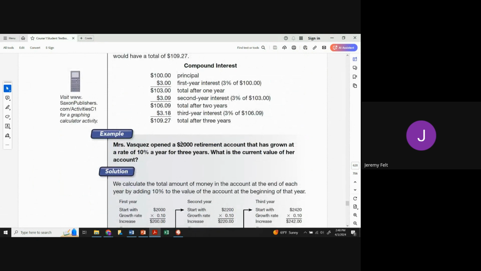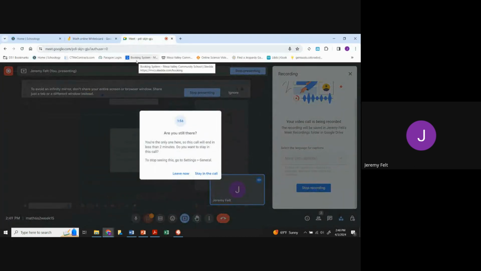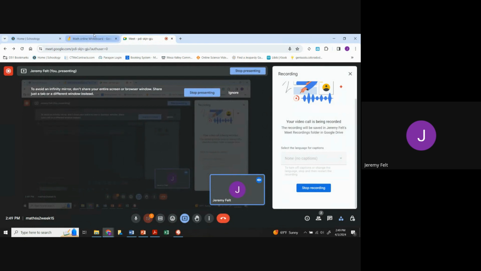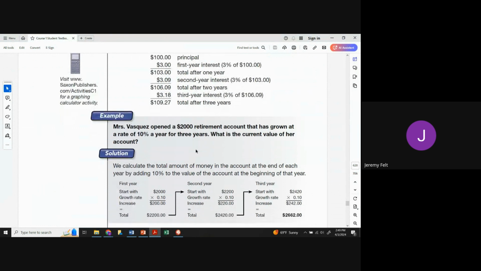So let's start here. Miss Vasquez opened a $2,000 retirement account that's grown 10% a year for 3 years. So if you ever see anything double digits, 10%, jump on it. That's great. People are usually excited if they get 7, 8%, whether it's appreciation in their house or an account that they have, or an investment that they have, something like that. So 10% would be really good. I'd be putting more than $2,000 into it.